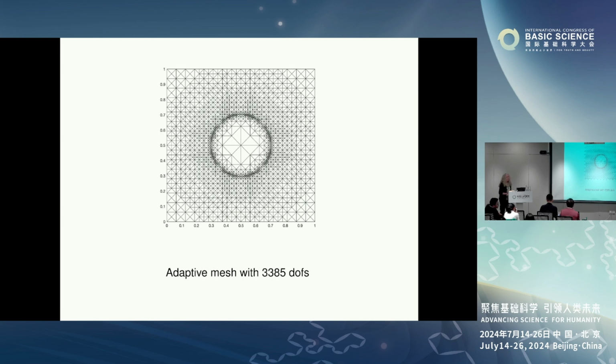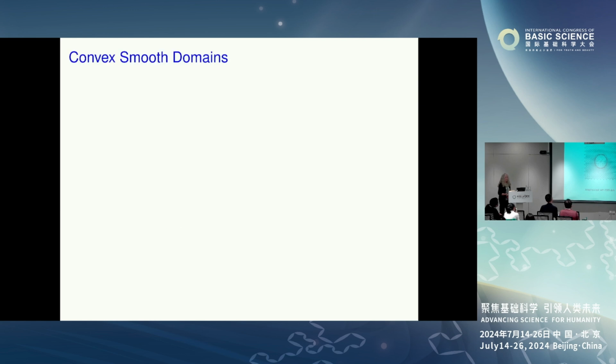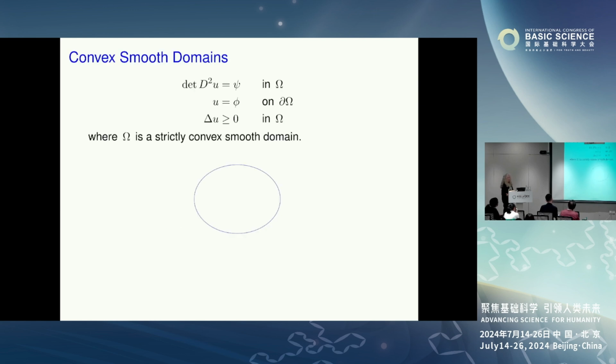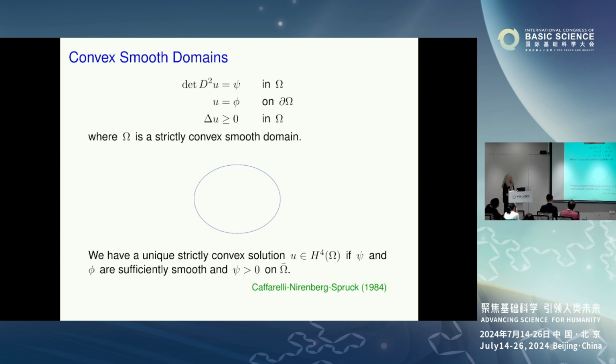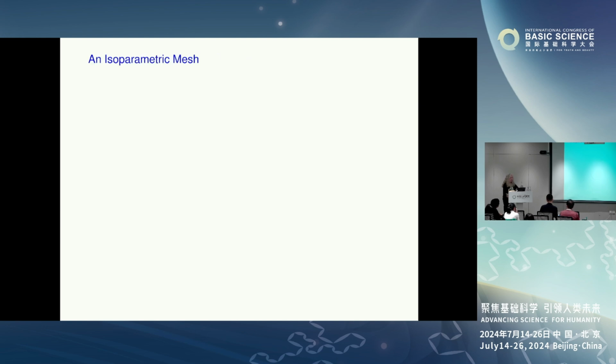So now let's turn to smooth domains. We have the same boundary value problem on a strictly convex smooth domain. As I mentioned earlier, now we don't have to make artificial assumptions on the solution. The first step is to construct an isoparametric mesh.